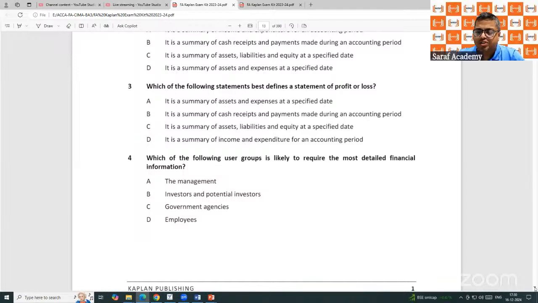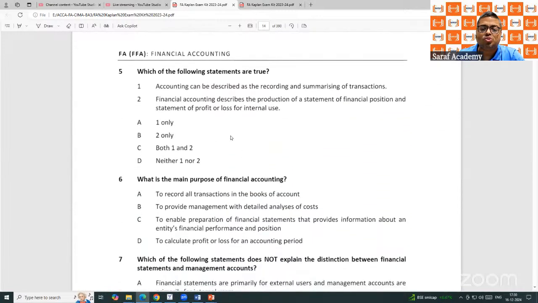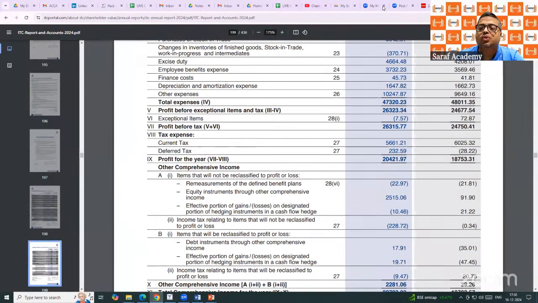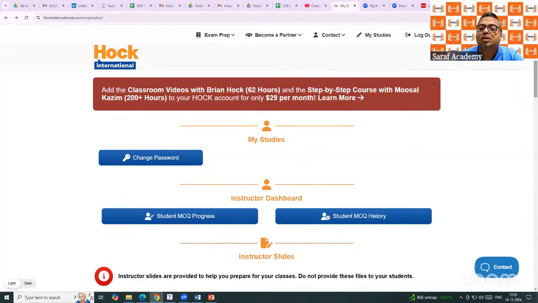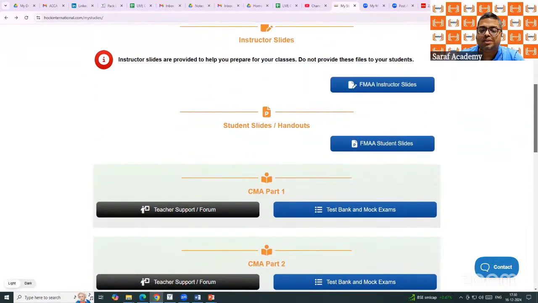Since the area which we have done has no numericals, the questions are all theoretical. Suppose I will do some questions from another material, which is called PhoQ. This is IMA material. This will be available to IMA students. This cannot be given to ACCA students.